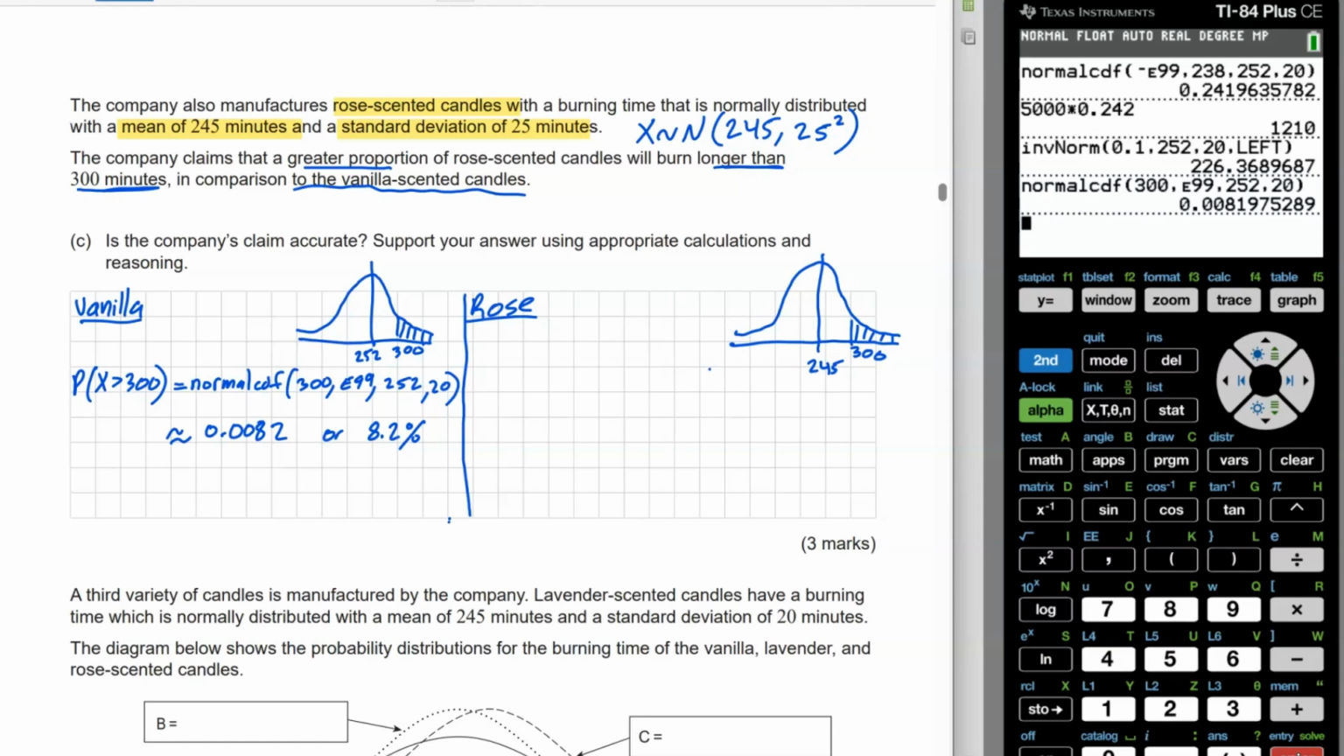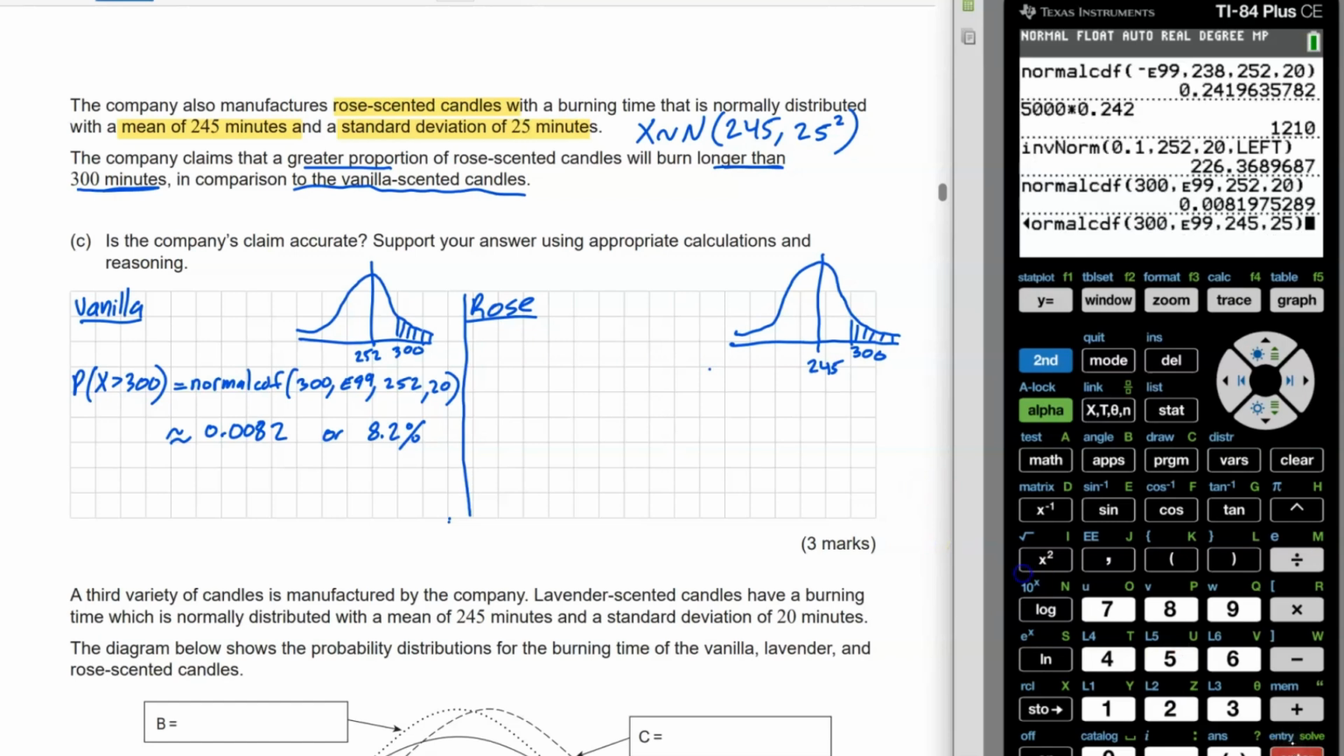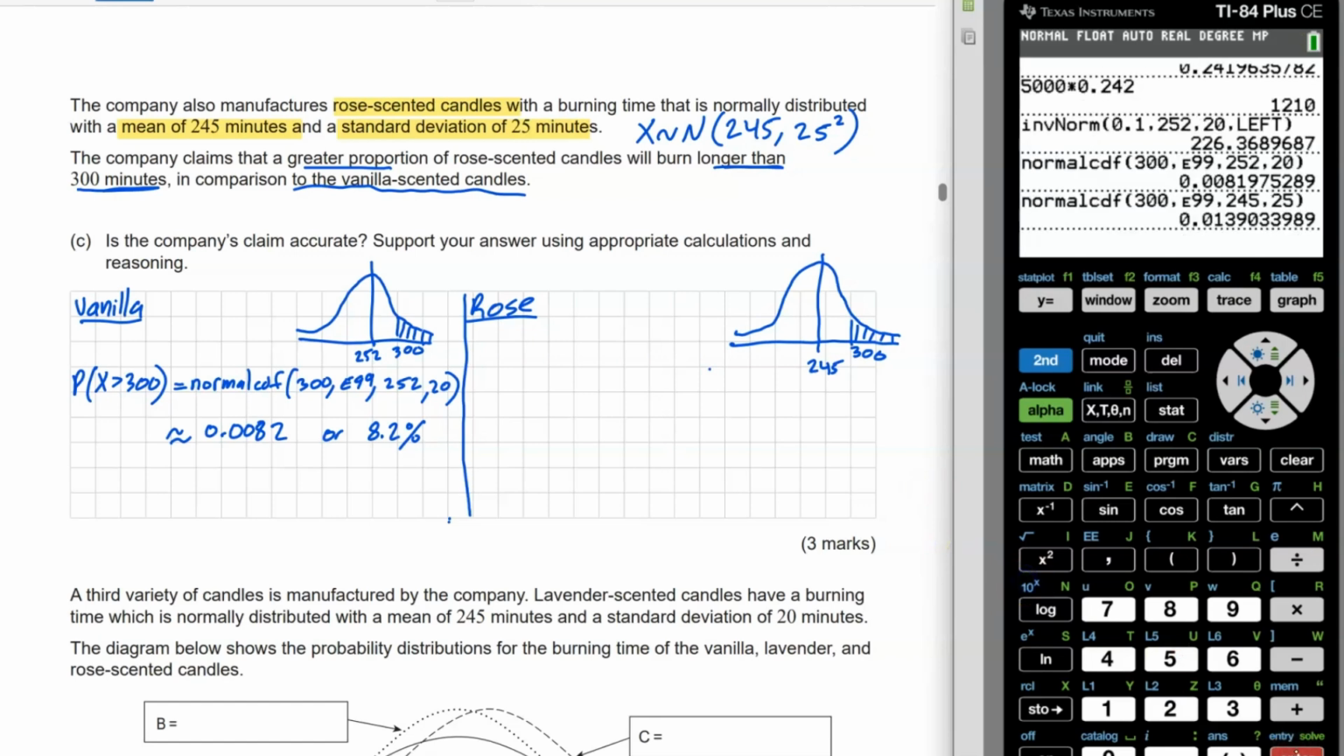Okay, so down here, back into our distribution, we're going to go into our normal CDF. The lower bound is going to be 300, so it stays the same. We're just going to change the mean to be 245 and 25. Okay, and this time we get 0.0139. So we're going to try to write that down again if we can fit.